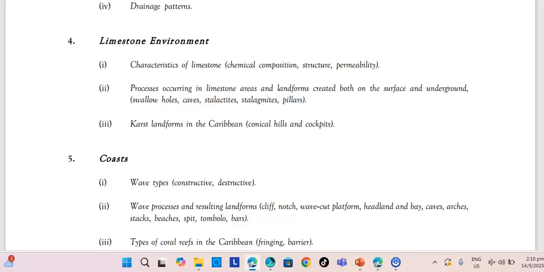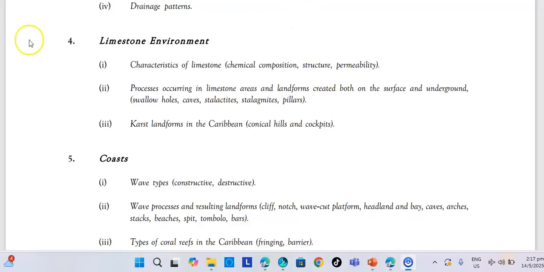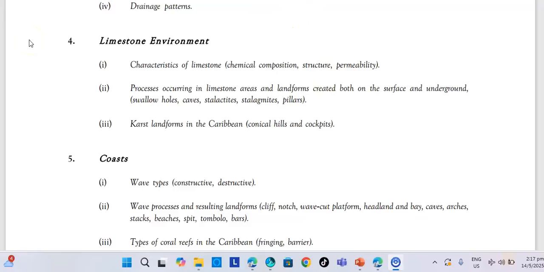All right, so the first thing we're going to look at, what are the characteristics of limestone? So if you're asked this question based on the syllabus, they are expecting you to write about chemical composition, structure, and the permeability of limestones, which we're going to look at. So these are the characteristics that we're going to look at. So when we talk about limestone, we are referring to a sedimentary rock made mostly from calcium carbonate. It comes from the remains of sea creatures like shells and corals that have been pressed together over time.